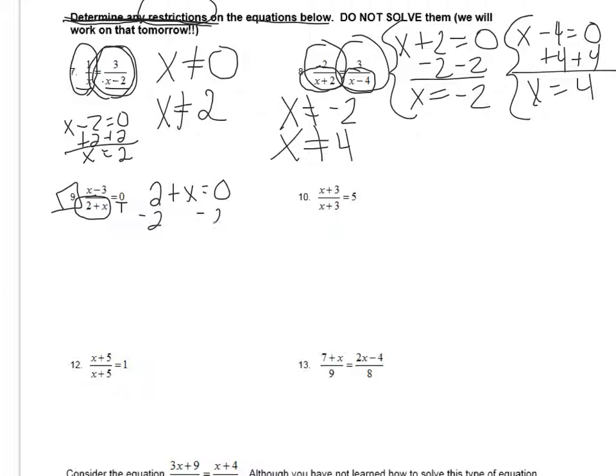Solving that equation, we get x equals negative 2. So if the question said, for what value of x is this fraction undefined, you would say x equals negative 2. But since these directions say determine any restrictions on the equations, you're going to write your answer this way. X cannot be equal to negative 2.